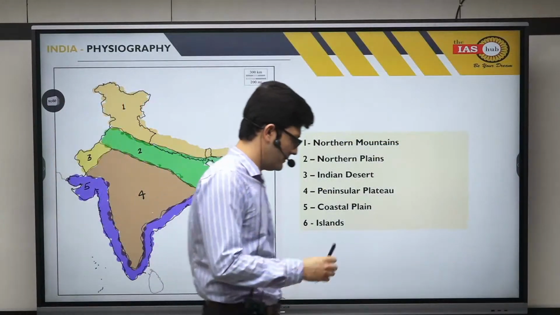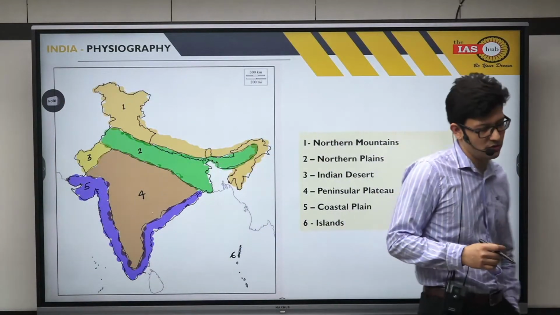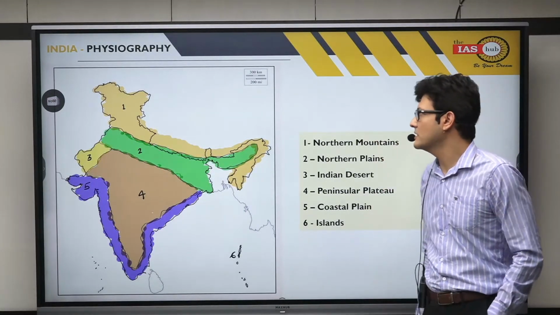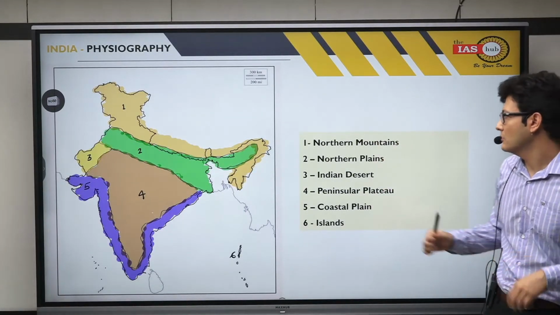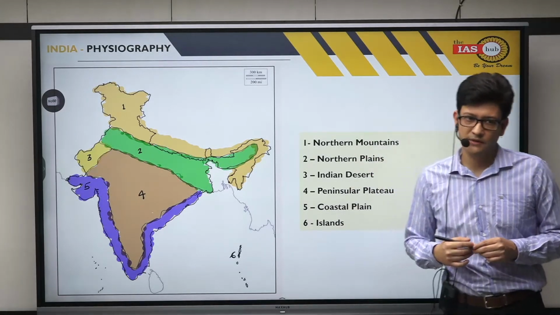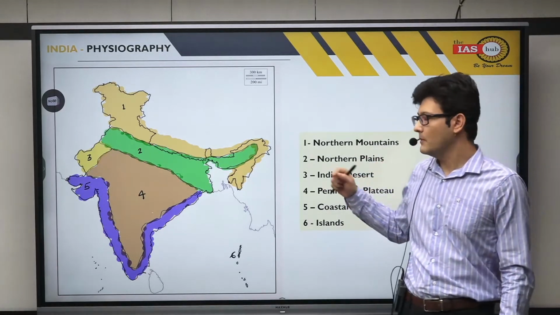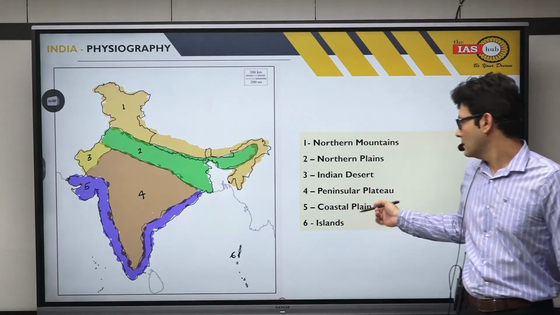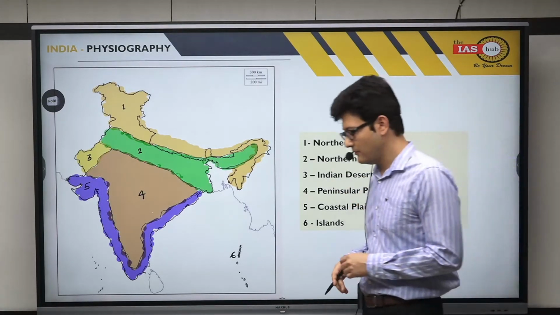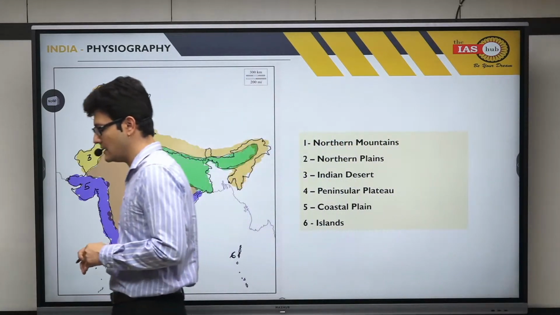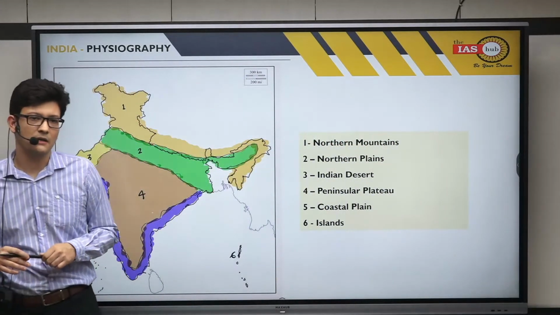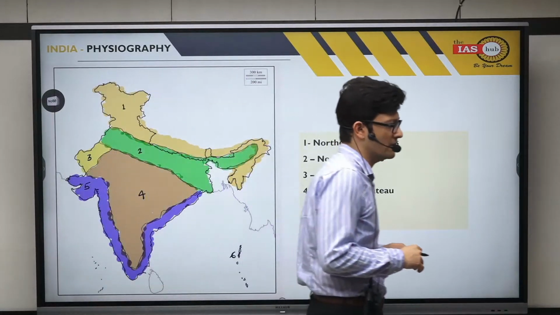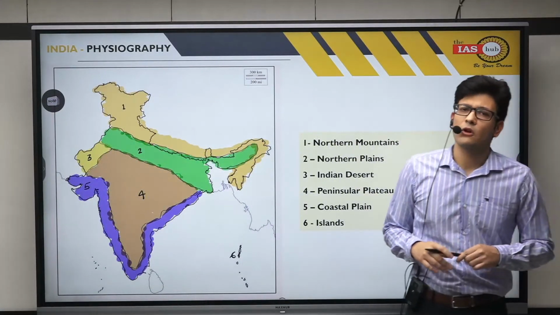This was the main slide shown to you in the previous lecture also, which describes 6 major physiographic divisions of India, including the northern mountains, which we discussed in the previous session. Northern plains we'll be discussing today, then the Indian desert, Peninsular Plateau, coastal plains, and the last one would be the islands. Some are the major islands, but some prominent other islands also, including the riverine islands and the islands present along the coast. We'll also try to cover that.